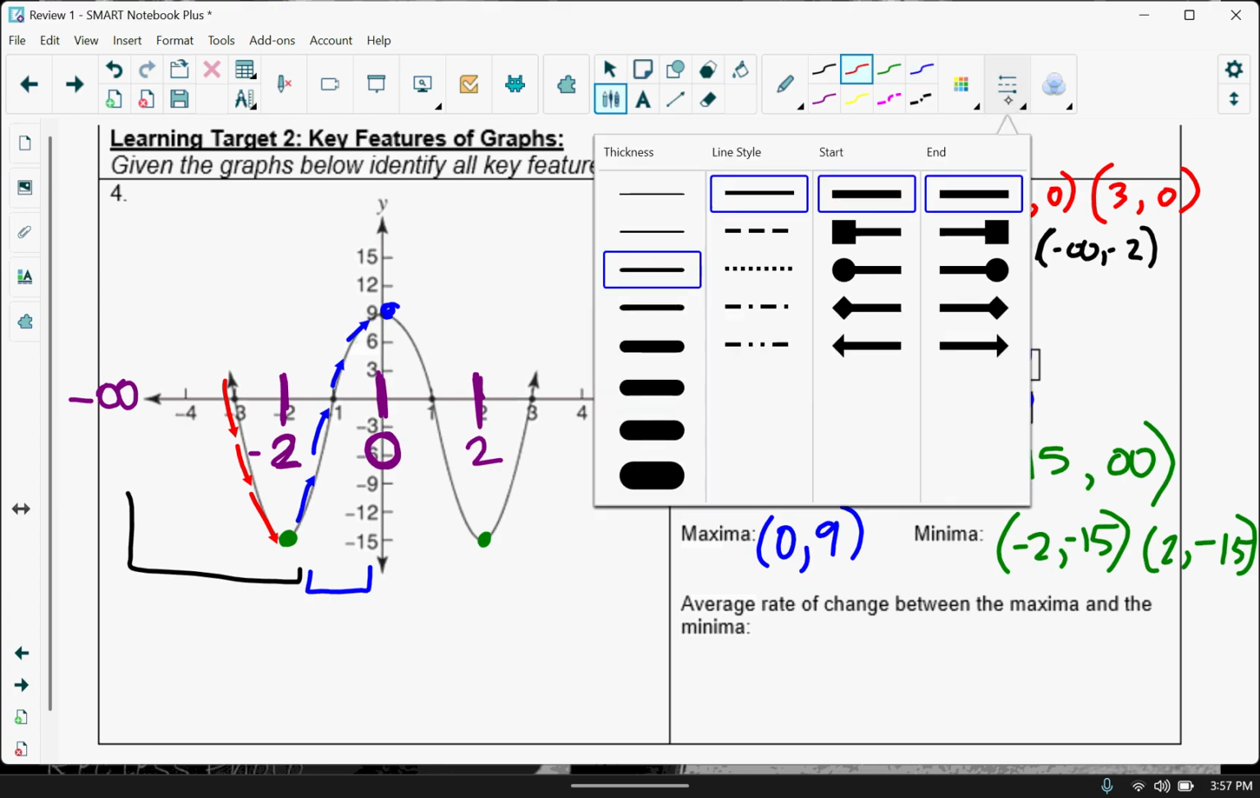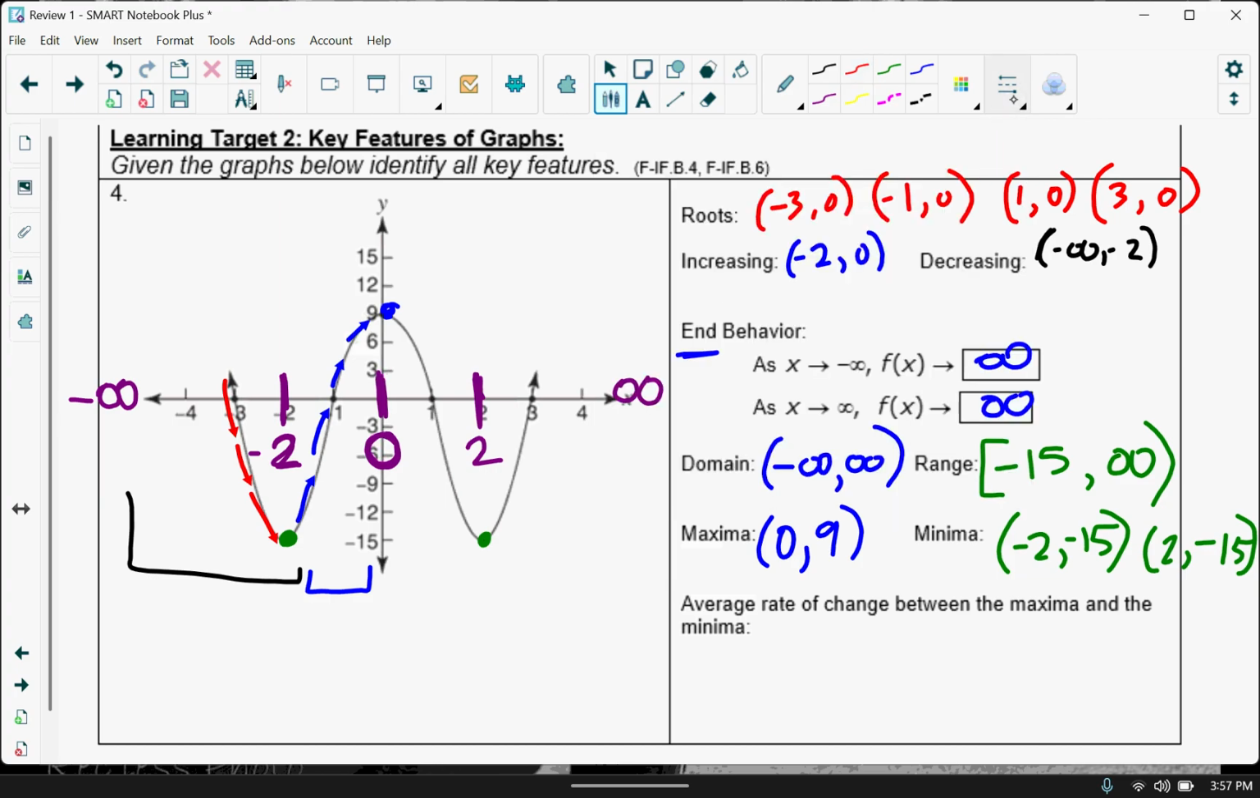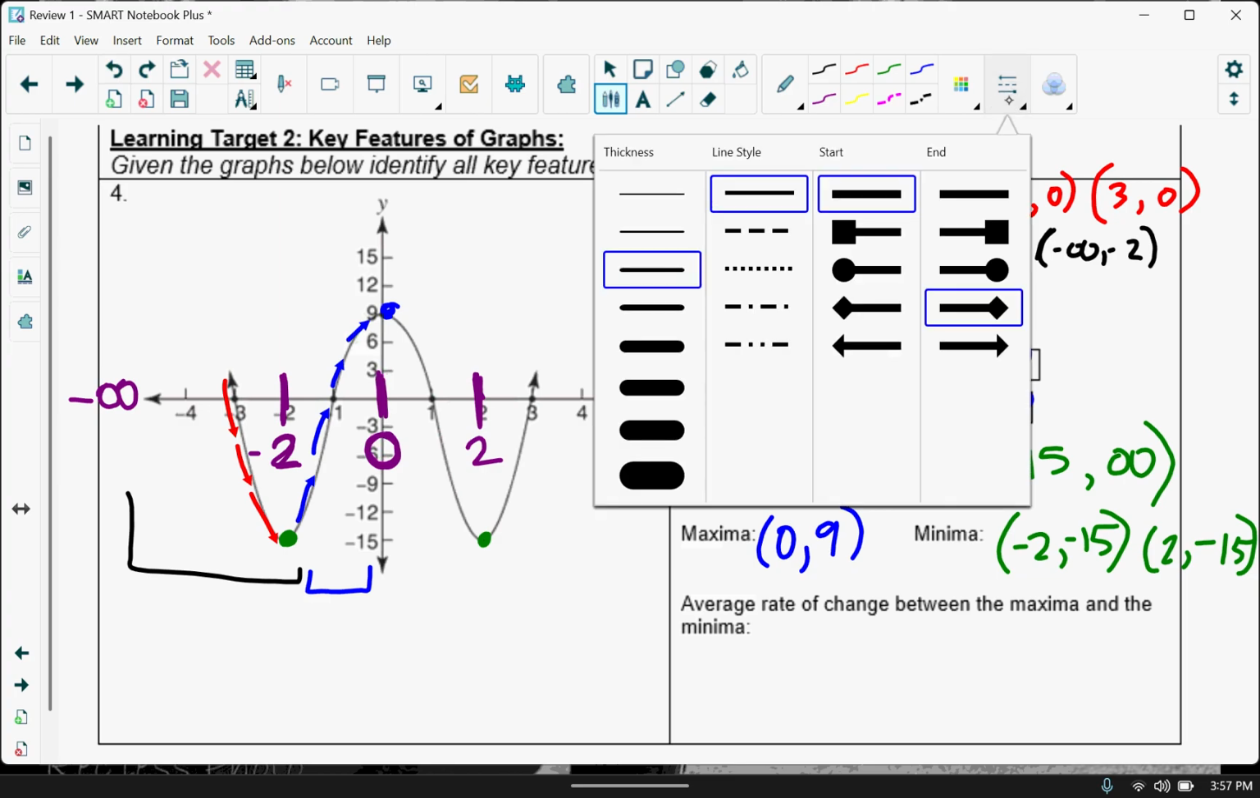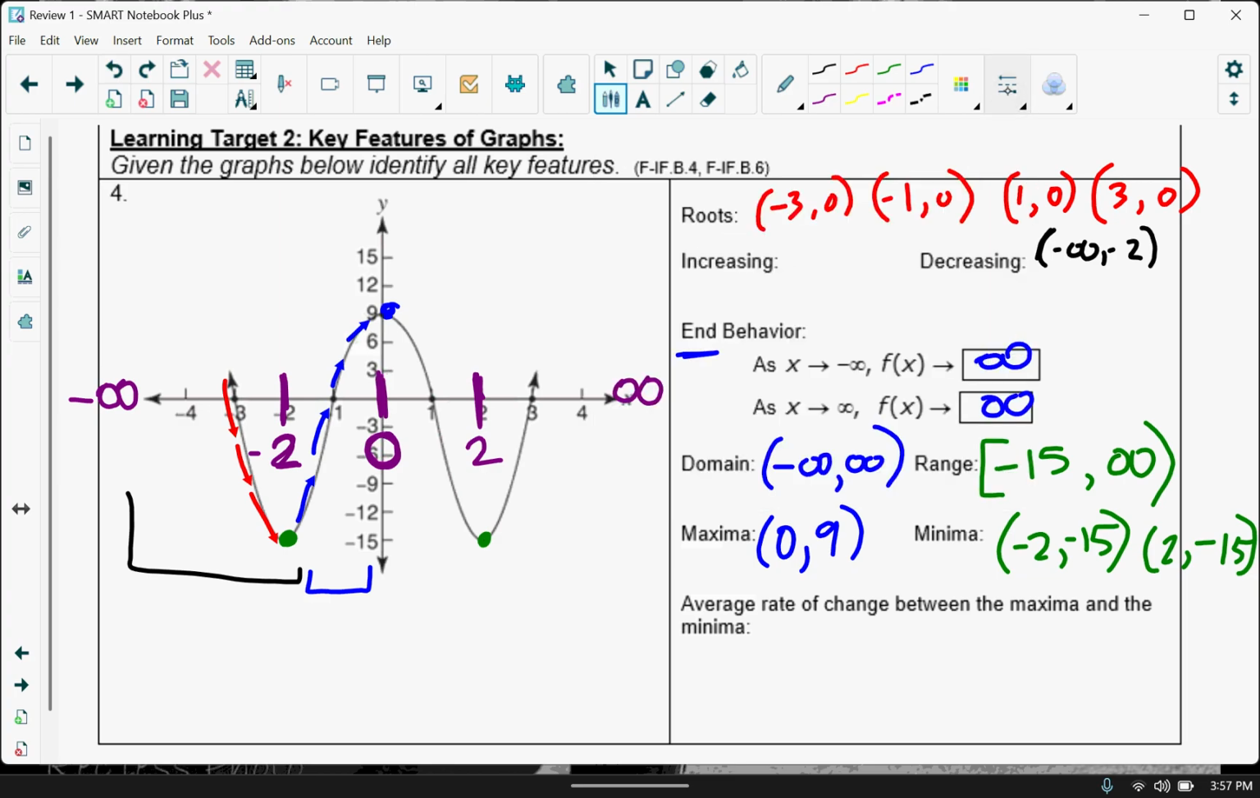Now, once we get past the maximum, if this were a roller coaster, now it starts heading down. Let me change my end over here to an arrow. So now I'm headed down, down, down, down until we get to the minimum. That's why the maximums and minimums are so important. So the next section goes from 0 to 2.